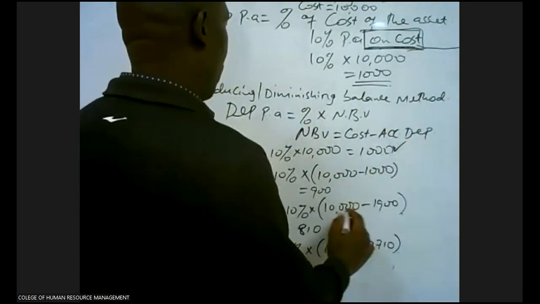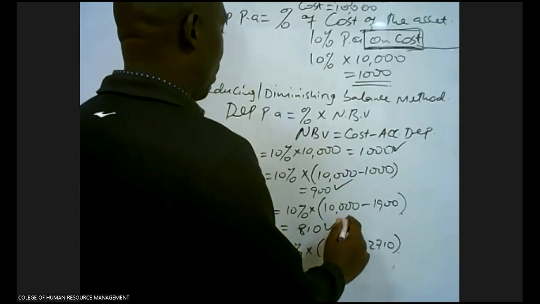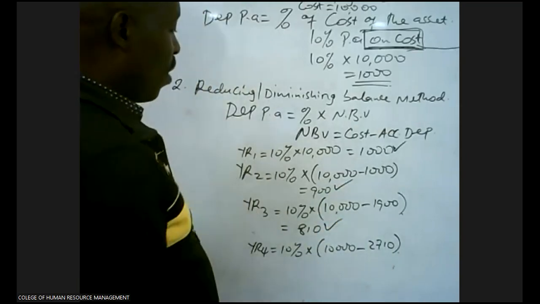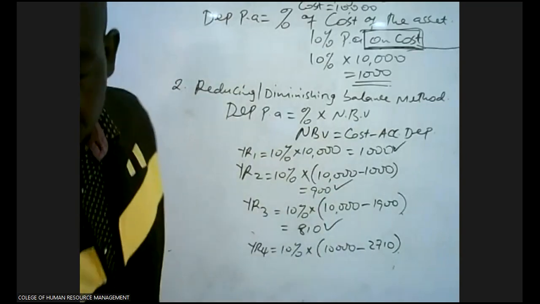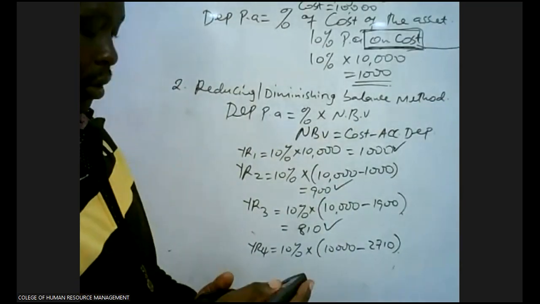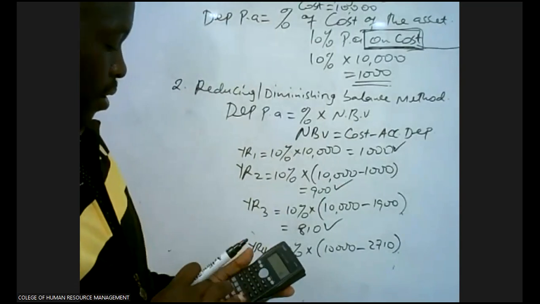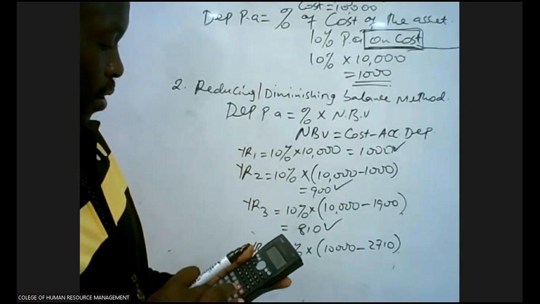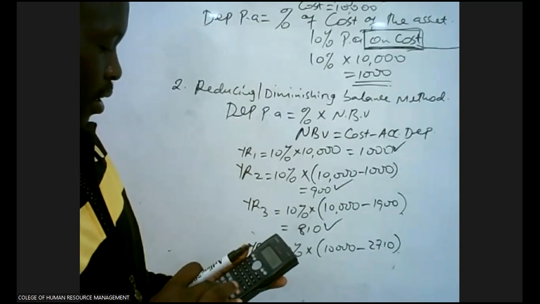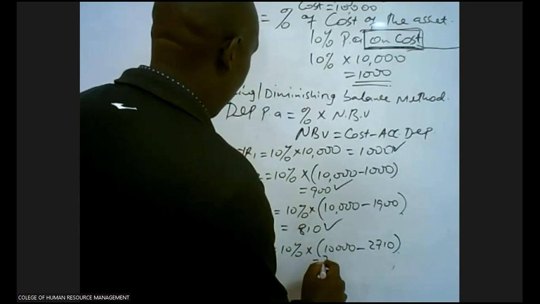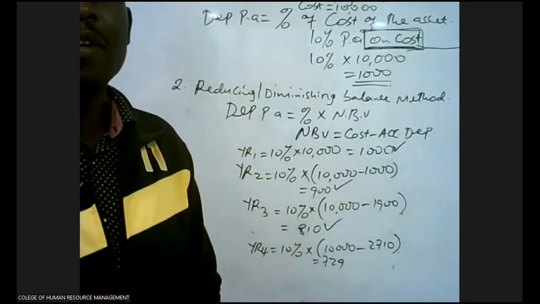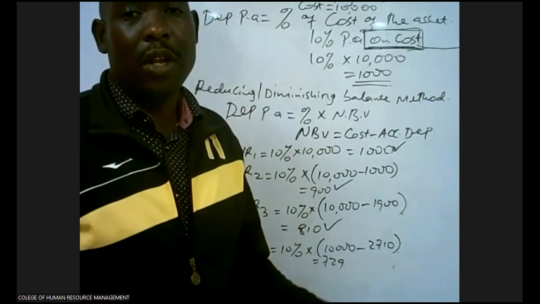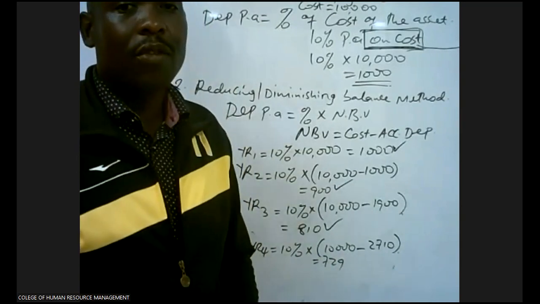Year one it was 1,000, year two 900, year three 810, and year four, 10,000 minus 2710, you get 7290, so this one is going to be 729. So the depreciation keeps on reducing simply because the value of the asset is also reducing.